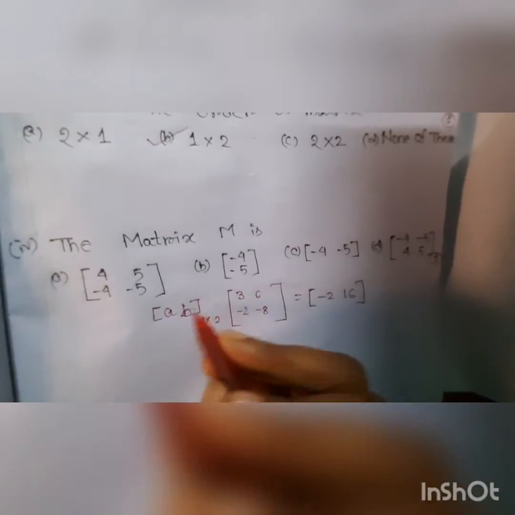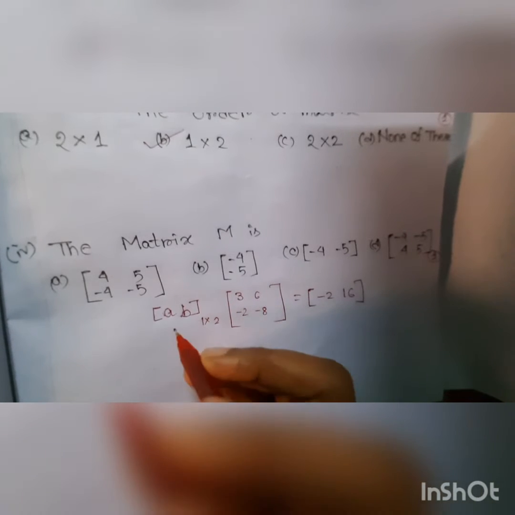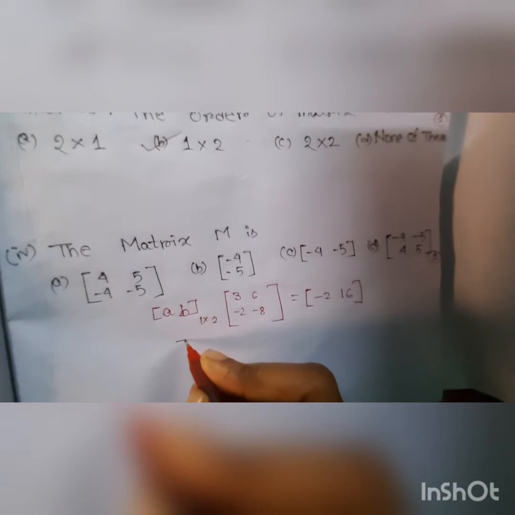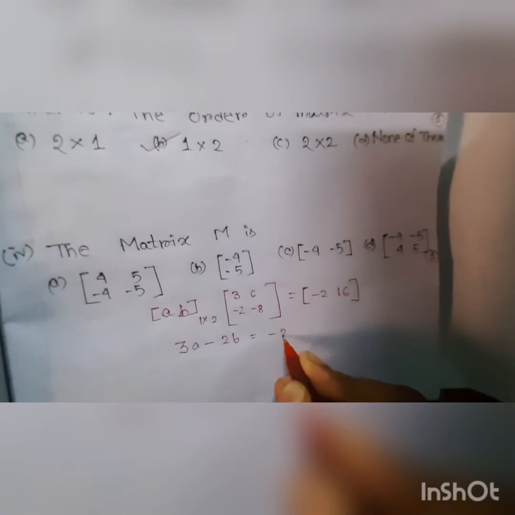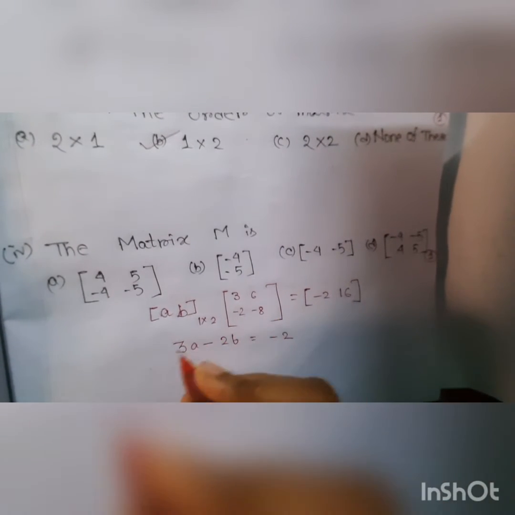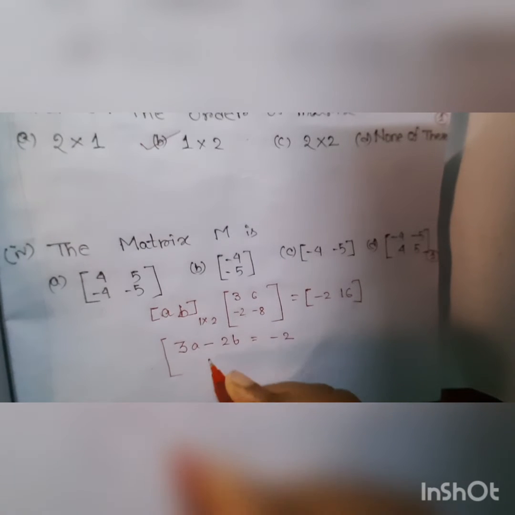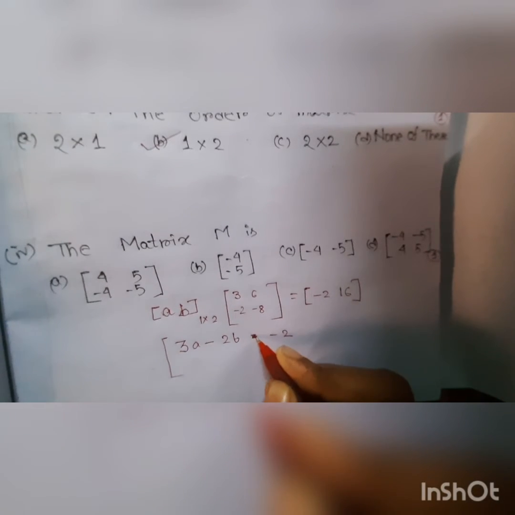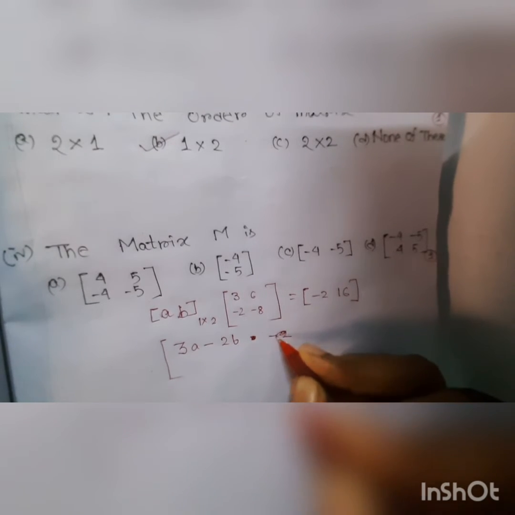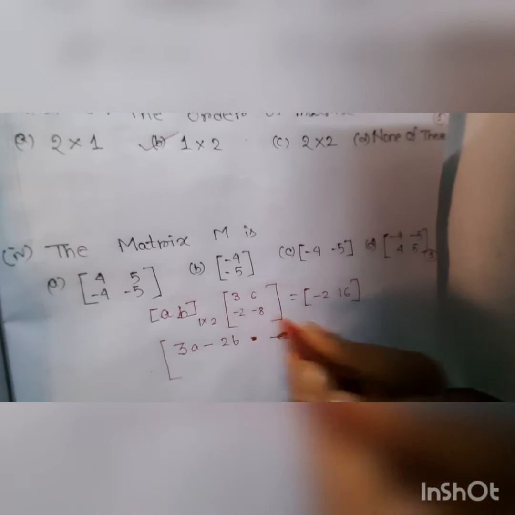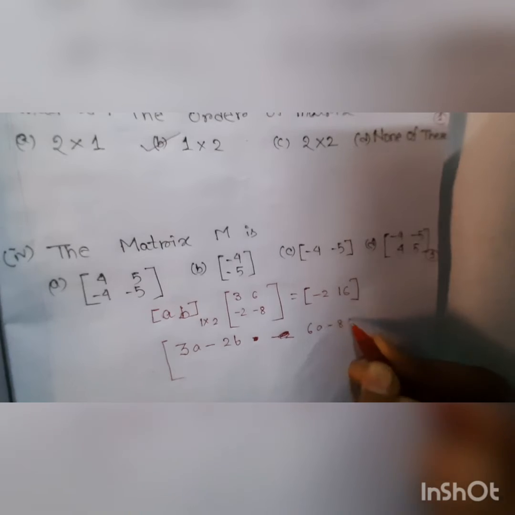Now you know how to multiply these two matrices. Matrix multiplication is row by column. So the first element is 3a plus minus 2b, equal to minus 2. Otherwise you can do it step by step. 3a minus 2b, and the next element will be 6a minus 8b, that is equal to minus 2 comma 16.